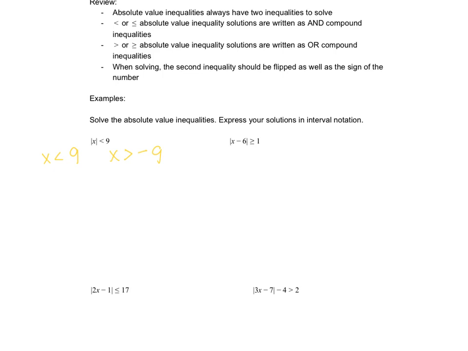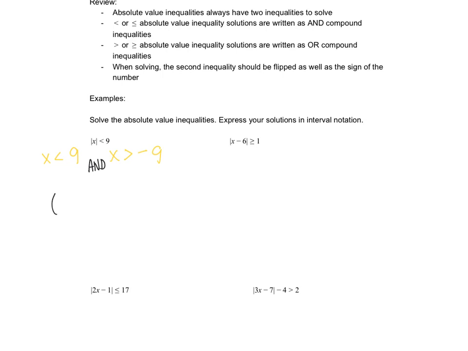So now I have to determine, am I writing my solution for my interval as a single inequality or as two? If I look back up, it's kind of like my cheat above. If my original absolute value inequality was a less than, we write it as an and compound inequality. So this means one interval. So x has to be less than 9 and x has to be greater than negative 9.